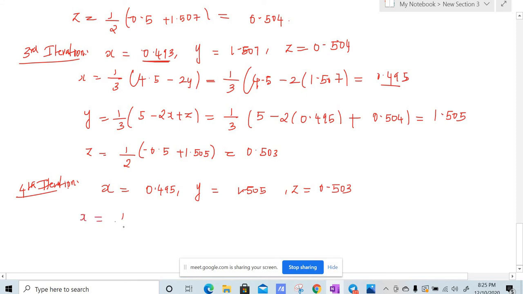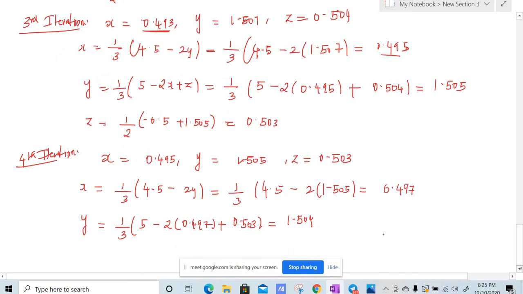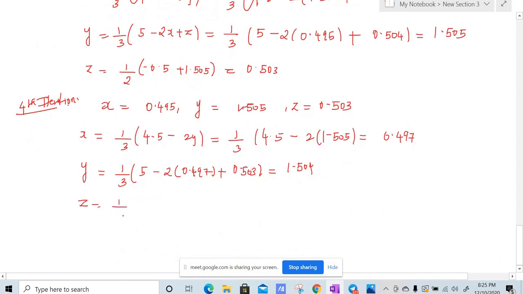Now again you find x. x is 1 by 3 times (4.5 minus 2y). This will be 1 by 3 times (4.5 minus 2 times 1.505), and this will be 0.497, right? And our y will be 1 by 3 times (5 minus 2 times the updated value for x, which is 0.497, plus z, 0.503). So this will be 1.504, and z is equal to 1 by 2 times (minus 0.5 plus y). So this will be 0.502.